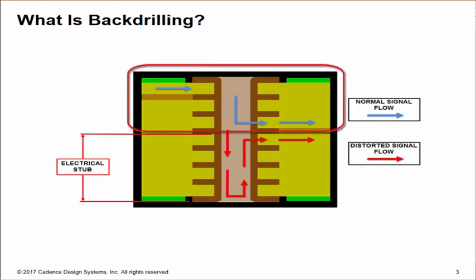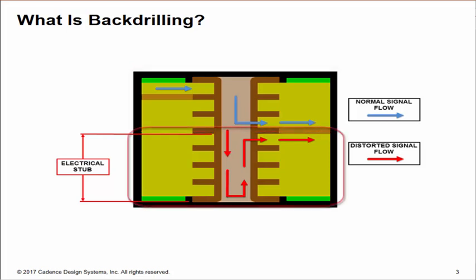The top section with the blue arrows represents the way the trace is routed, and you would hope the signal would typically flow. However, in the red area, which is identified by the electrical stub, we have extra plating of the via hole or connector pin hole that exists, and we could end up with a distorted signal flow. So the back drilling process would hopefully drill from the bottom side of the board up through this red area, the electrical stub area, to remove that stub.